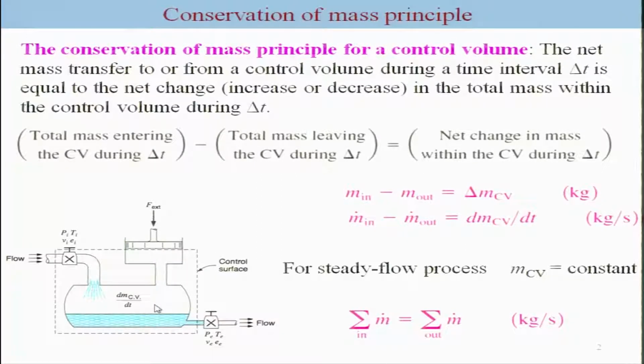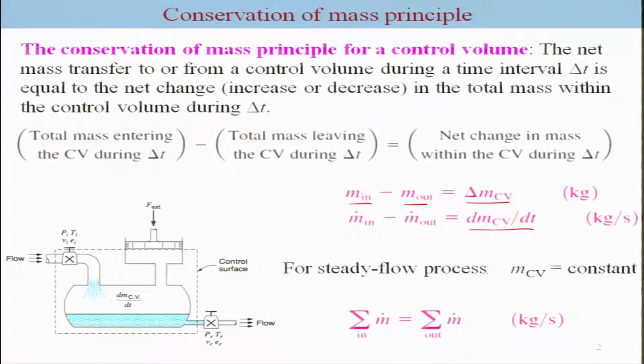So, in a simpler form, one can write down the expression: the total mass entering the control volume during a certain time interval, minus the total mass leaving the control volume during delta t, should be equal to the net change in mass within the control volume during delta t. In words, m in minus m out is equal to delta m of the control volume. In the case of the rate expression, you will be considering dots here, and this will be dm by dt.